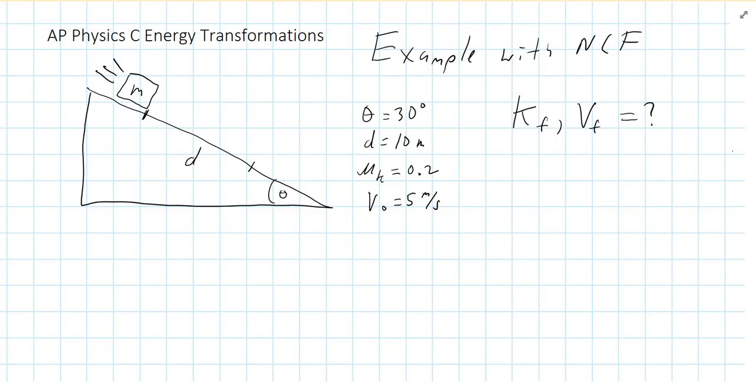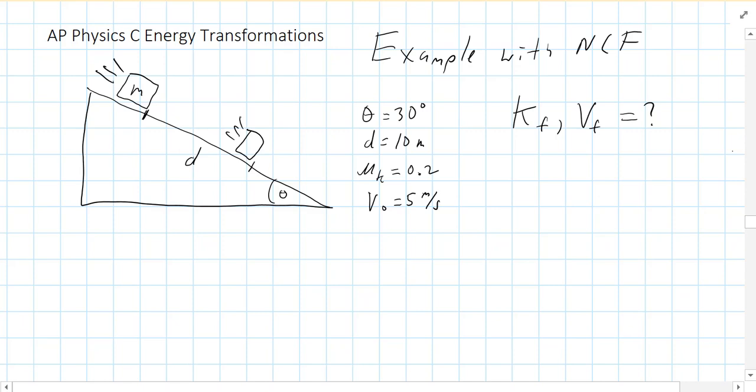And I'm giving you some more data. The angle is 30 degrees. The coefficient of friction is 0.2. The starting velocity is 5. And the two things we're going to calculate are the final kinetic energy of the block at the end of its movement when it's down here. Okay, it's still moving, and also what is that final velocity down there?